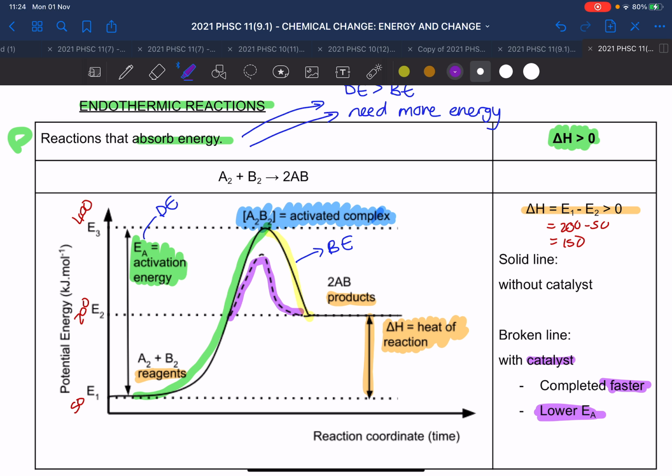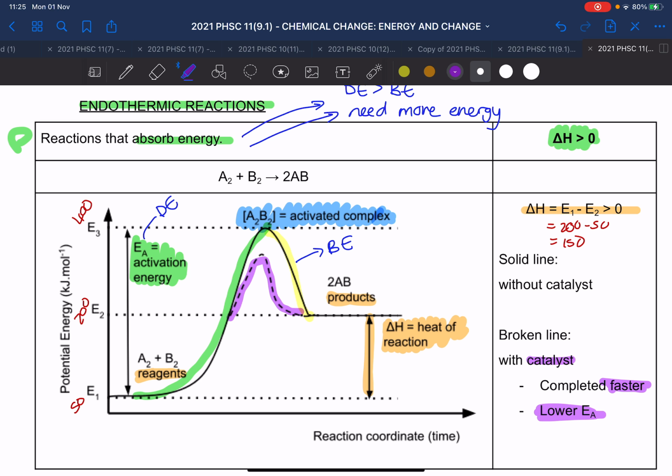So from the start to the activated complex, what is that? 200. You start at 200, you end at 400. What's the difference? 200. Questions like that you need to know. That's why I ask it now.